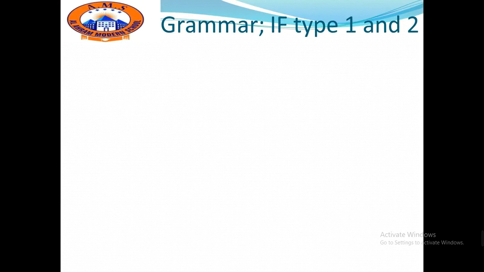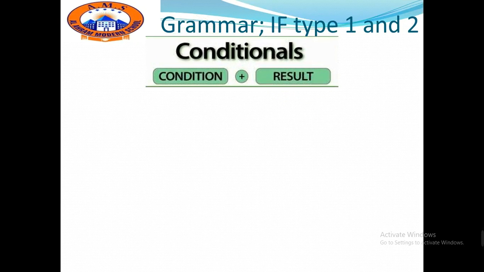Today we are talking about if conditionals type 1 and 2. In general, conditionals are formed in two clauses. Some of you now may ask, what is a clause? A clause is a part of a sentence. Here in our lesson, to form the sentence, we have to use a condition clause, or as we call it, the if clause, and in the second part of the sentence, we have to use the result clause.